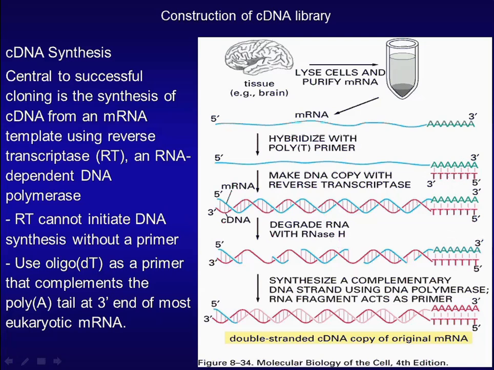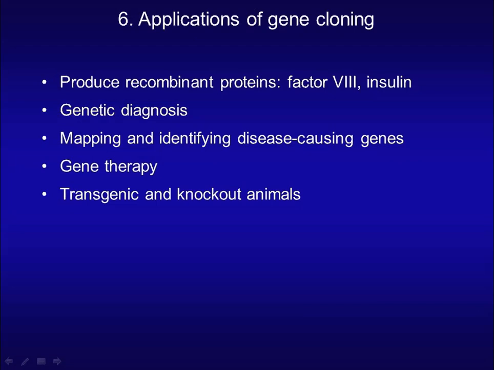Then complementary DNA strand is synthesized using DNA polymerase. Leftover RNA fragments are used as primers. DNA cloning has many applications. It has been used to produce recombinant therapeutic proteins. It has also been used for genetic diagnosis, for mapping and identifying disease-causing genes, and for gene therapy. It has been used to generate transgenic and knockout animals.